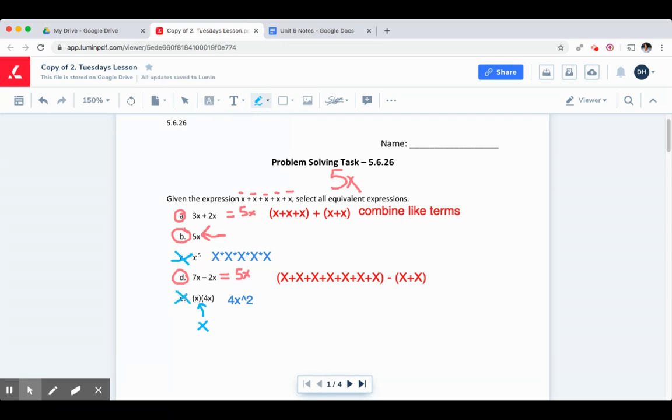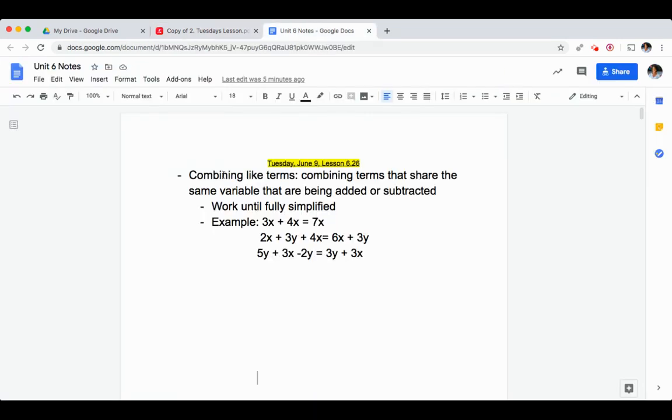So we're going to look at our notes today based on what we learned. So today we learned what combining like terms is. Combining like terms is combining terms that share the same variable that are being added or subtracted. You work until it's fully simplified. And then I gave you 3 examples of what that means. Remember that you can only combine variables that are the same.